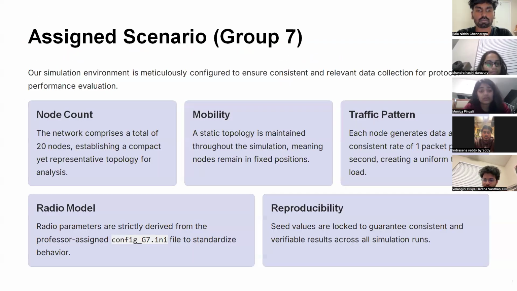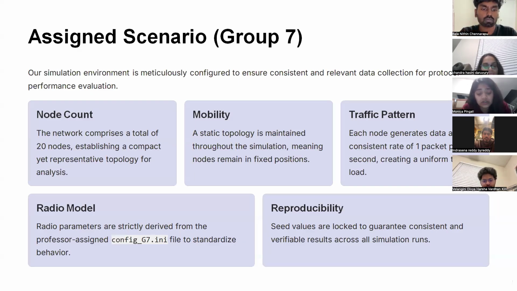Coming to slide 3, which is the assigned scenario. The assigned scenario consists of a 20 node WSN where all nodes are statically placed. There is no node mobility, so the topology remains constant throughout the simulation. Each node generates one data packet per second, which imposes a uniform and predictable traffic load across the network. The radio parameters, such as transmission power, byte rate, and sensitivity, and the random seed values are fixed in the configuration file to make our experimental runs fully reproducible.